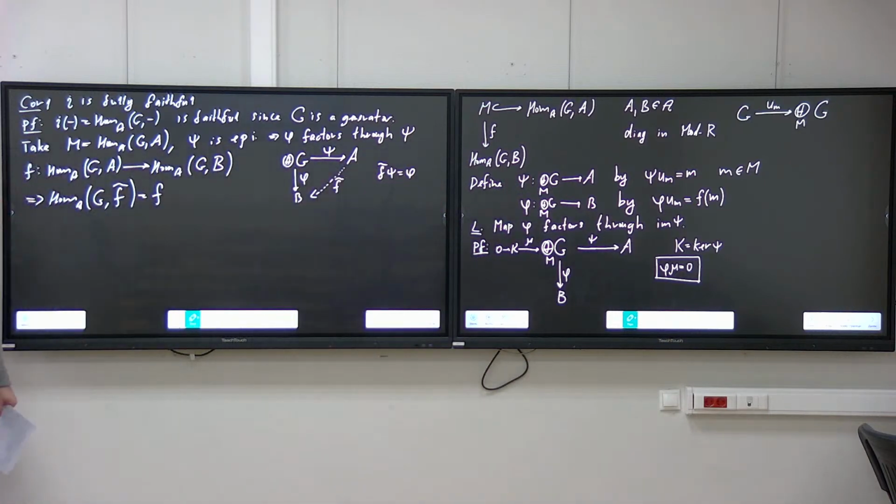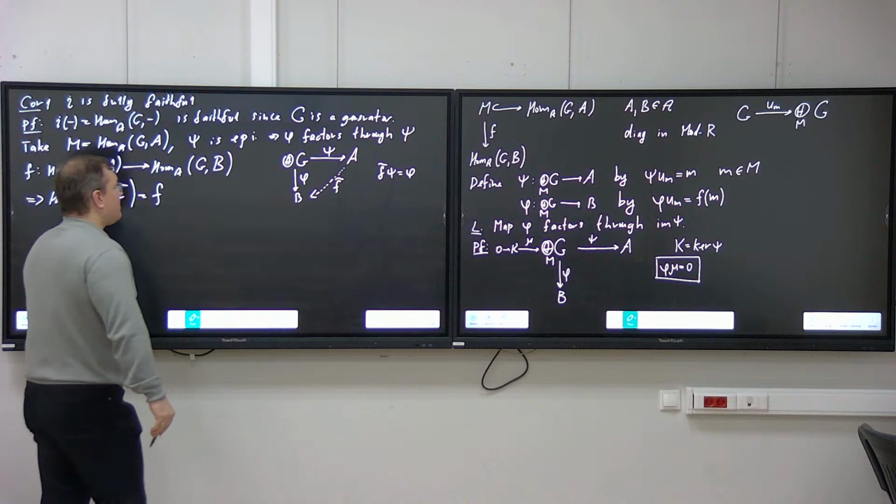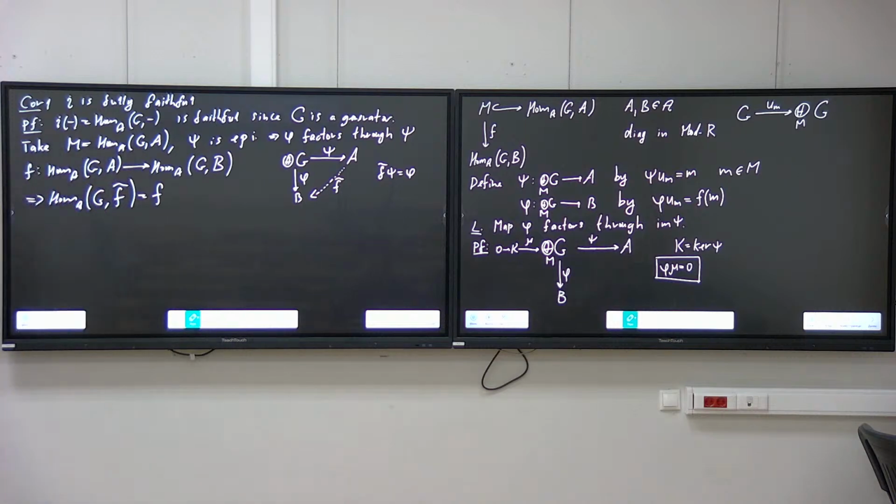But that's the end of the proof, right? Since I know that now in this case phi factors through the psi, there is this map F tilde, and this F tilde from A to B is exactly the map such that I sends this map to the given map F.